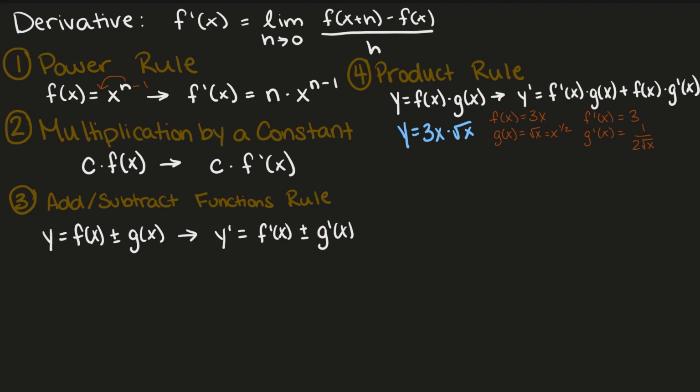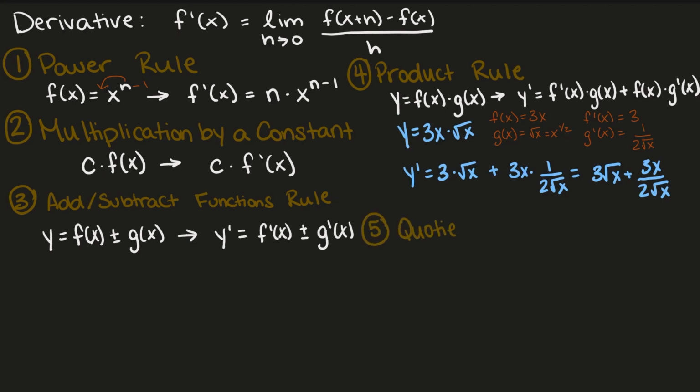So what that means here is that y prime is going to be equal to the derivative of our first function times our original second function, plus we hold that first function times the derivative of our second function, which is 1 over 2 square root x. Or this is equal to 3 square root x plus 3x over 2 square root x.